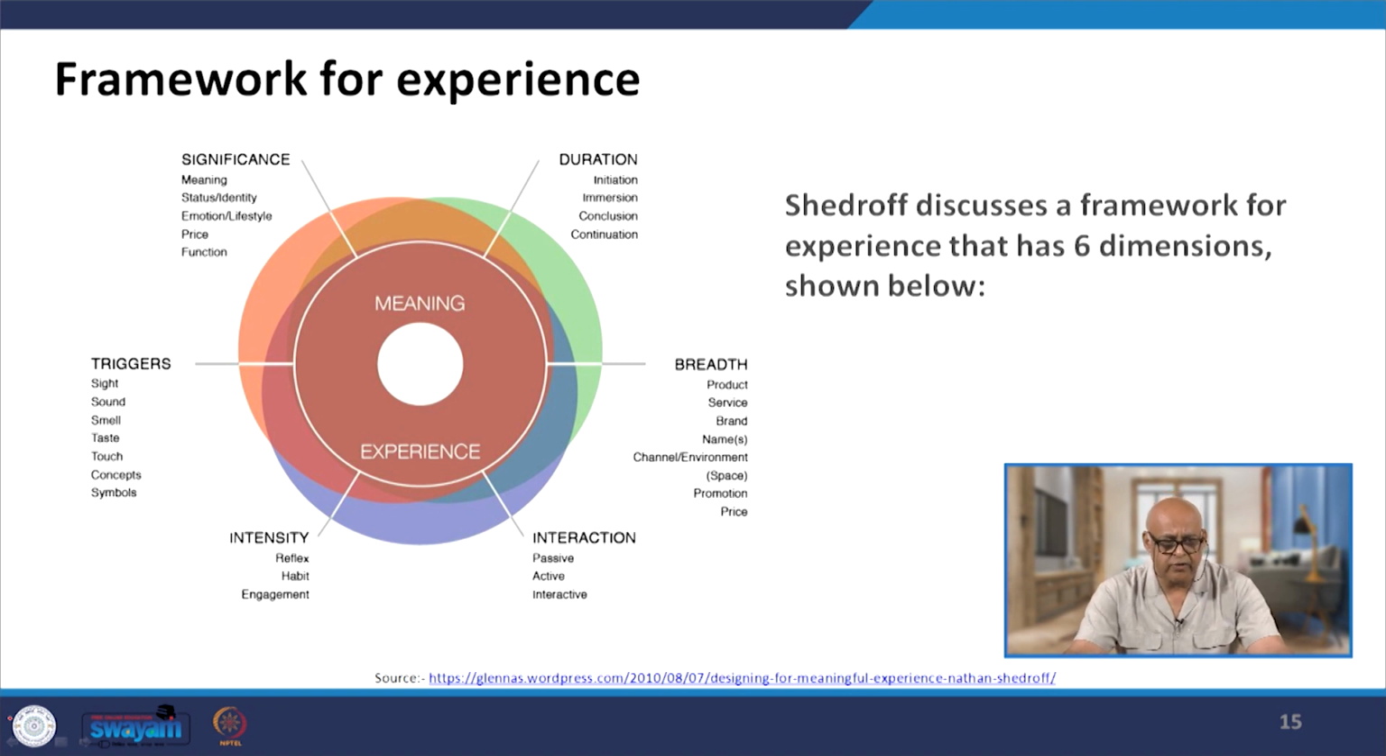Now, when we are talking about significance, that is the meaning, status and identity, the emotional or lifestyle aspect, then the price and function. So, for any experience, it is very important whether it is a meaningful experience or not. What meaning is there in your experience?